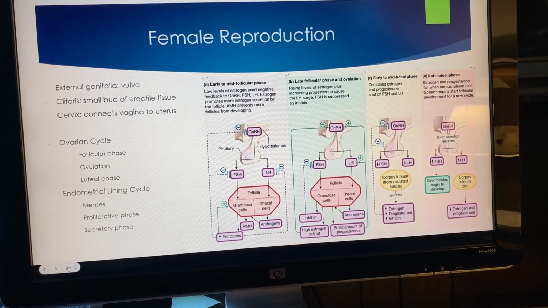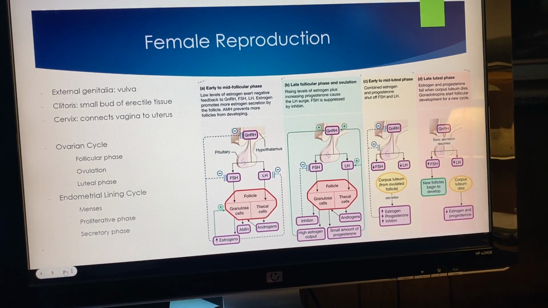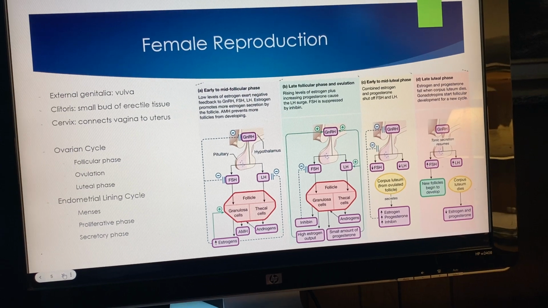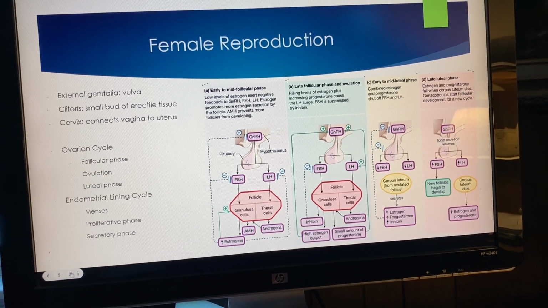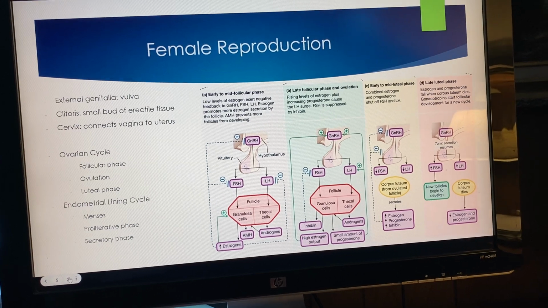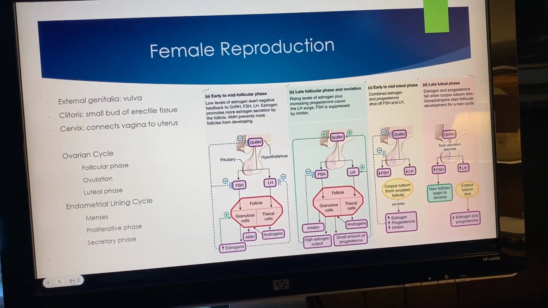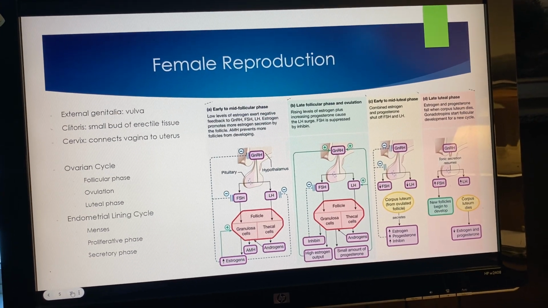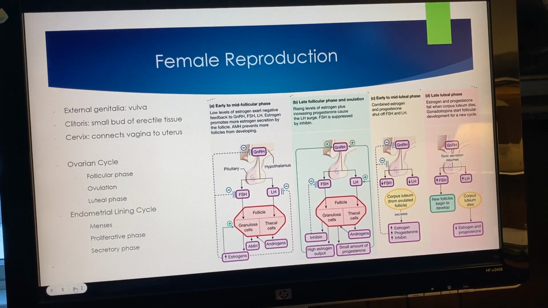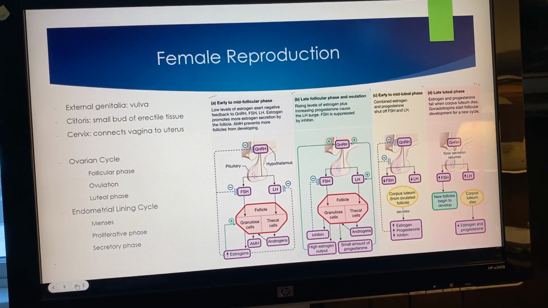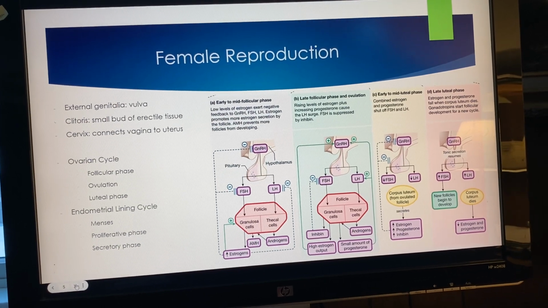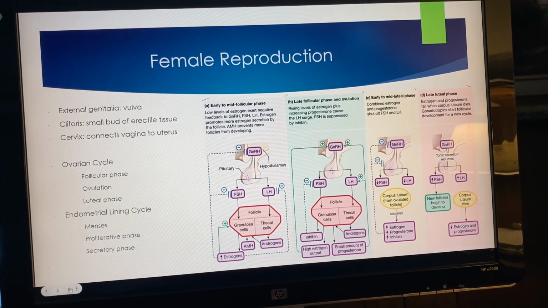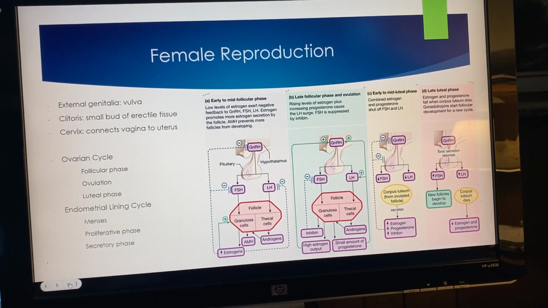Now, the endometrial lining cycle. Menses is the bleeding of the uterus at the beginning of the follicular phase. The proliferative phase occurs during the late follicular phase, and the endometrium adds new layers in anticipation of possible pregnancy. And finally, the secretory phase. After ovulation, hormones from the corpus luteum convert the thickened endometrium into a secretory structure, and this corresponds to the luteal phase.